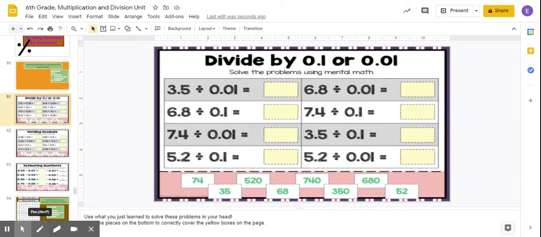Hey guys, so on this slide, we're going to do an example from each of the next three slides. They're similar, and you're going to be using mental math to help you solve. So the task is to divide by either 1/10 or by 1/100th, and you're going to then get one of these solutions down here.